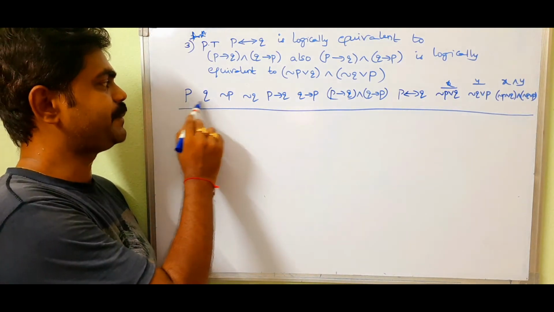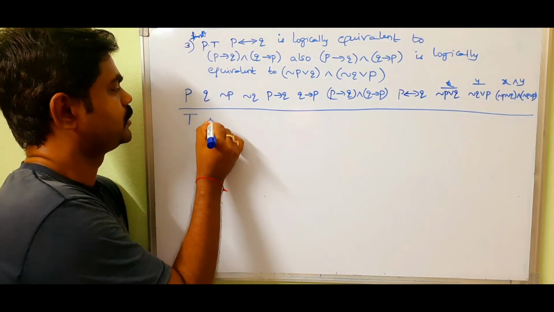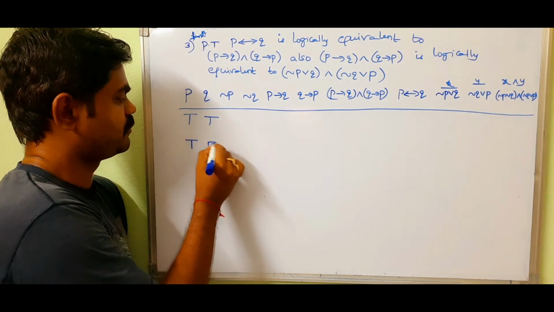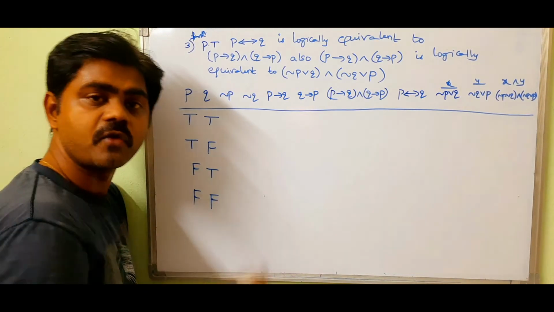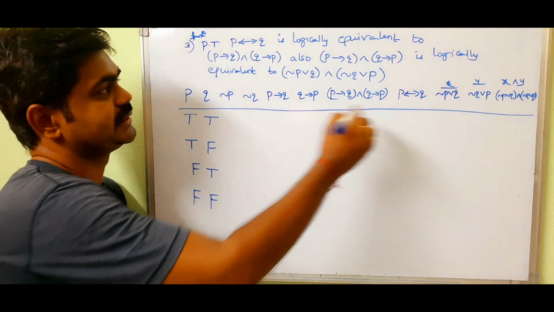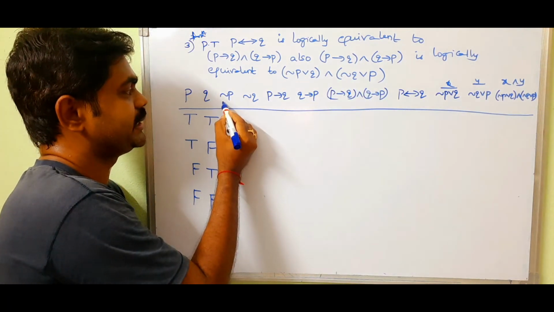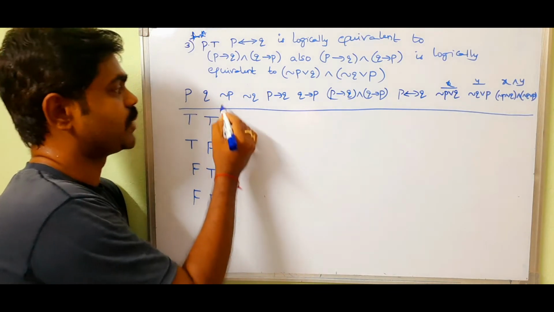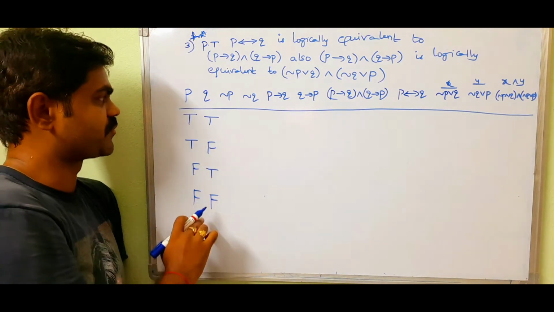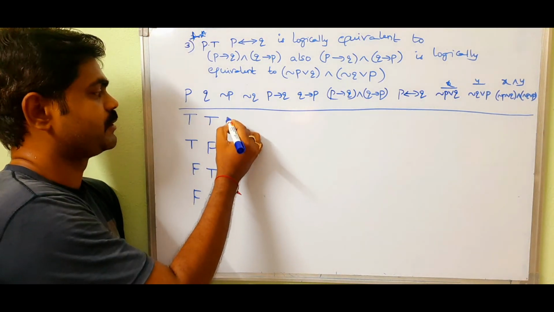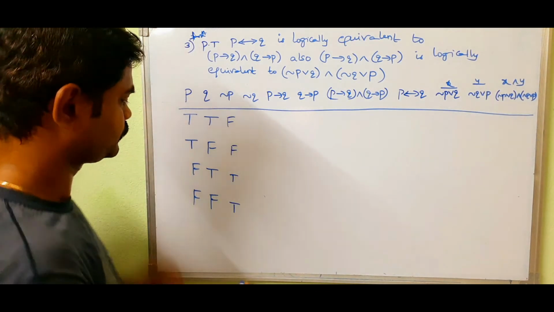So first I have written P and Q. Okay. So P and Q, write down true, true, true, false, false, true, false, false. Okay. So here I have negation P. Here I have negation Q. So what I wrote here, negation P and negation Q. So what is negation P? Exactly opposite of P. So I have true, true, false, false. So negation P becomes false, false, true, true.